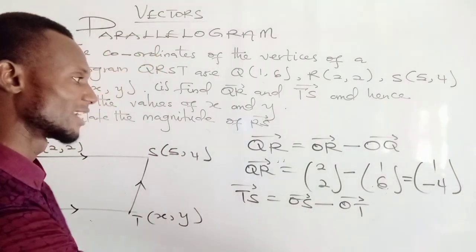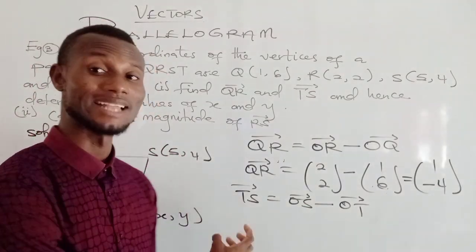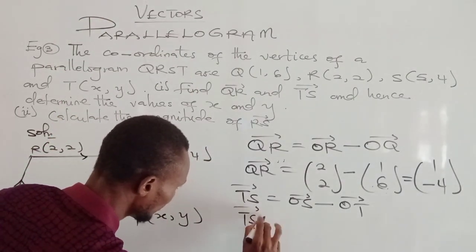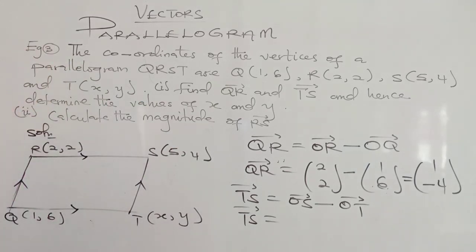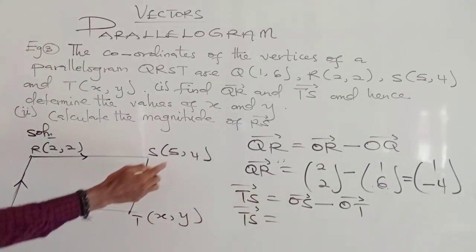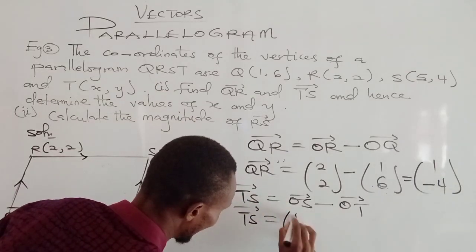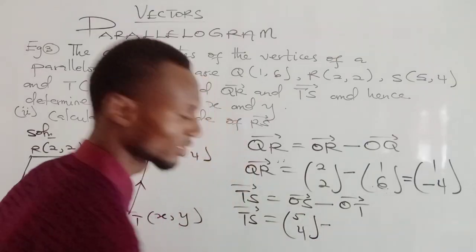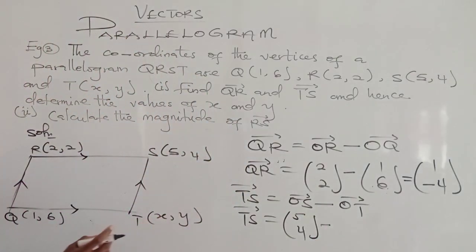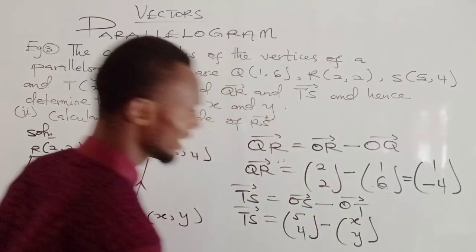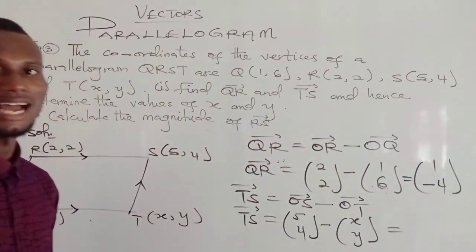Okay, so let's input our values and get our vector TS. My vector TS will be equal to, now the OS, we have it to be 5, 4. So in place of the OS, I'll put my 5, 4 there. So I have my 5, 4 minus my OT. My OT is this one, which is the point T. So in place of the OT, I'll put my S, Y there. Then we simplify further to get our answer.